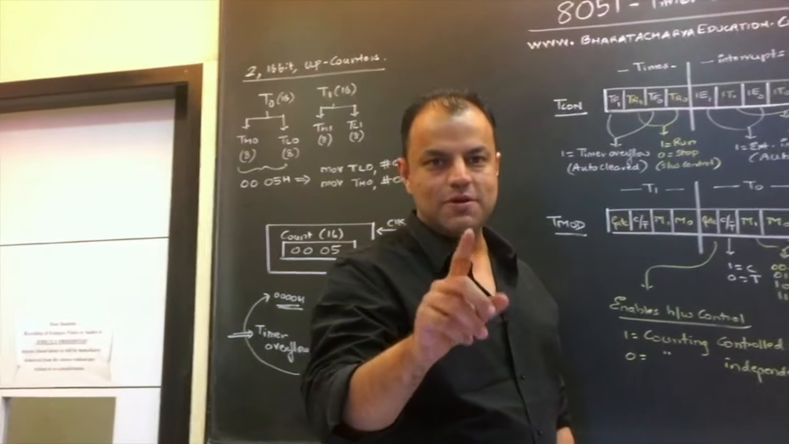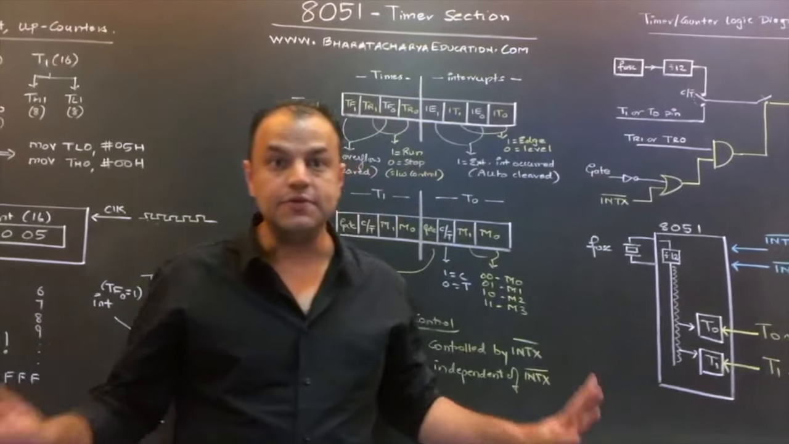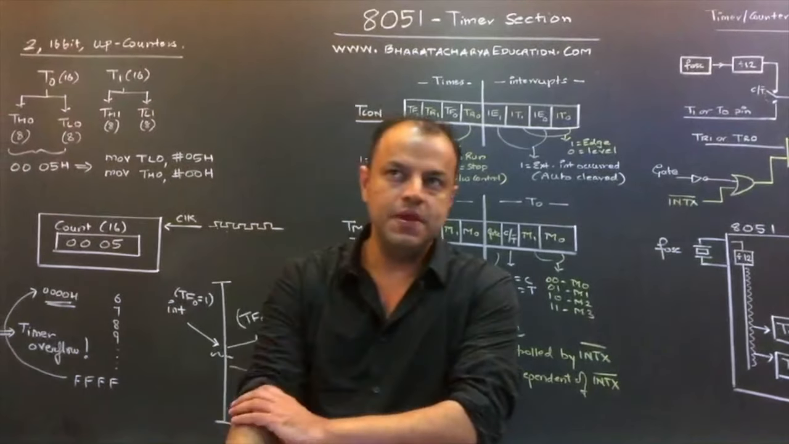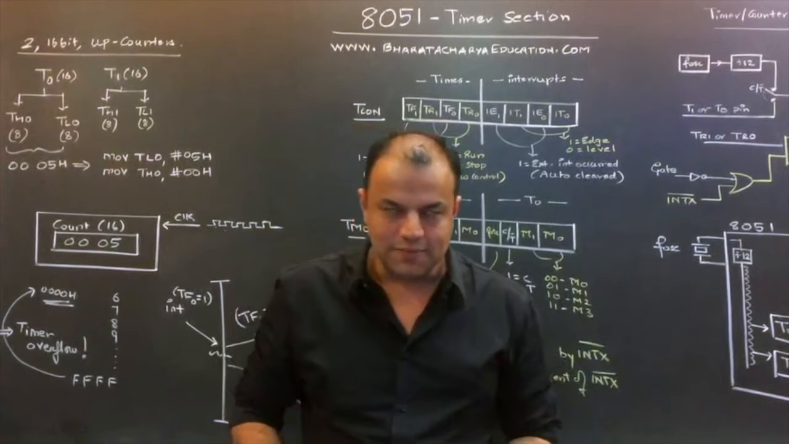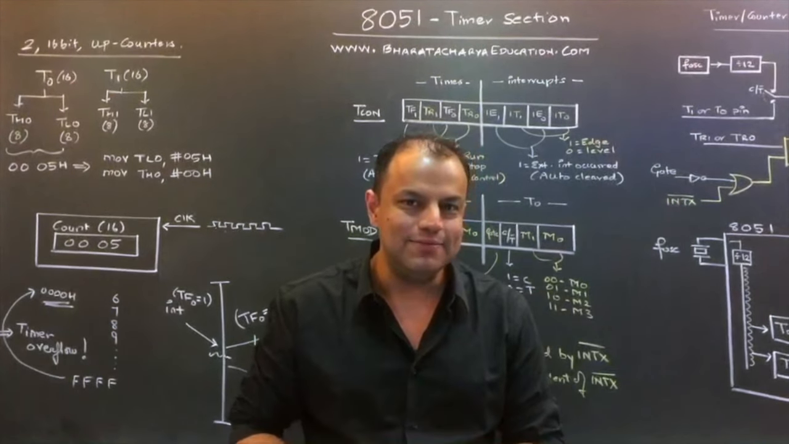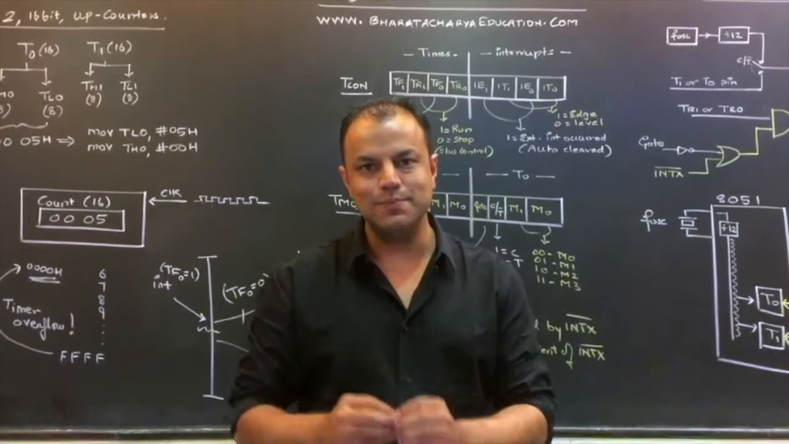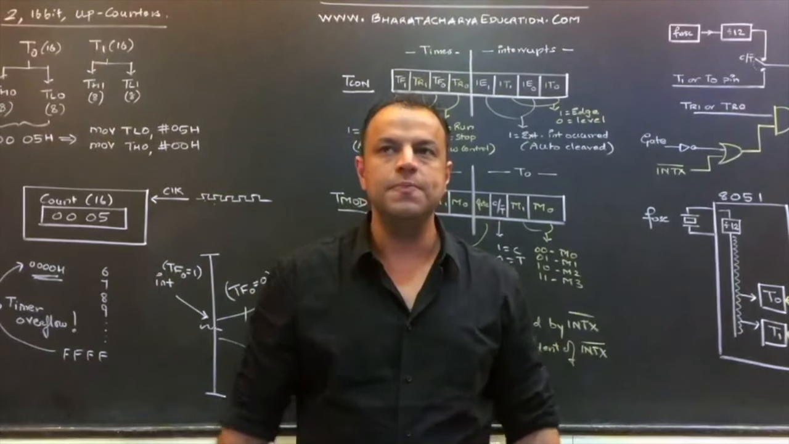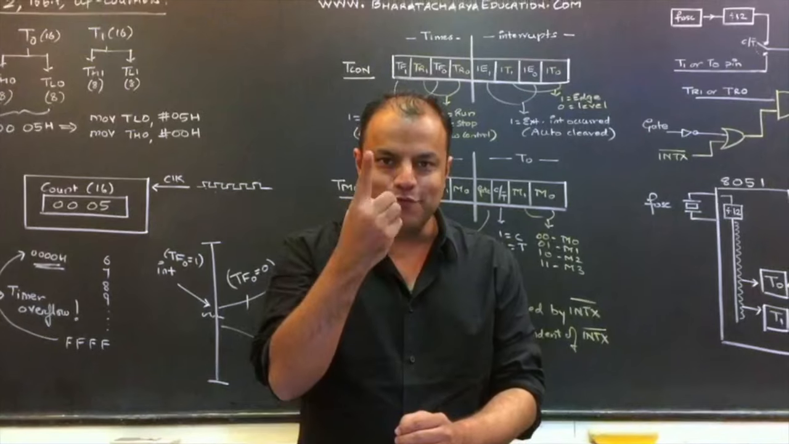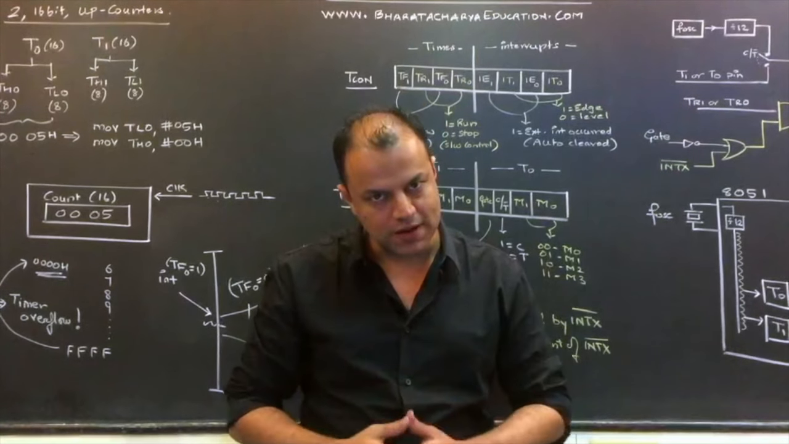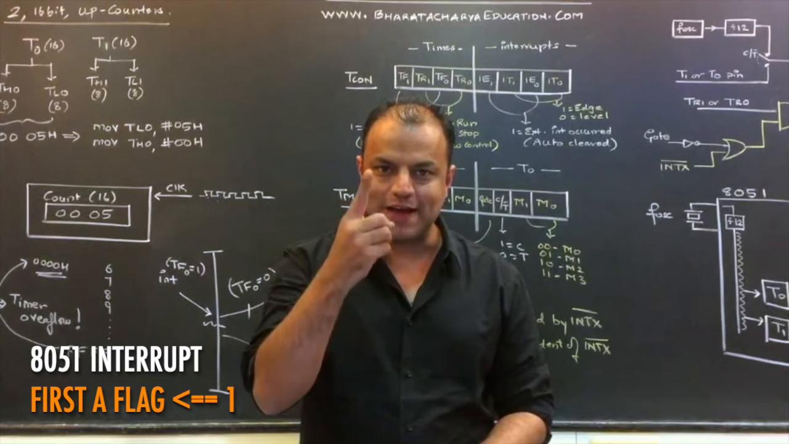Now I'm going to say something which I want you to remember forever, at least as long as you're learning the 8051. In the 8051, whenever any event occurs which is supposed to cause an interrupt, first of all, some flag becomes 1. Did you hear what I said? First of all, some flag becomes 1.